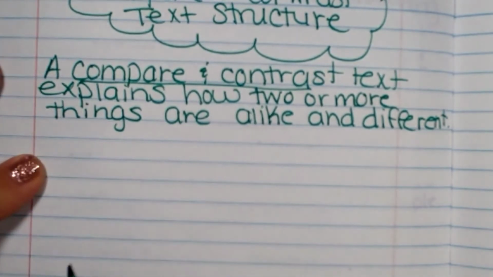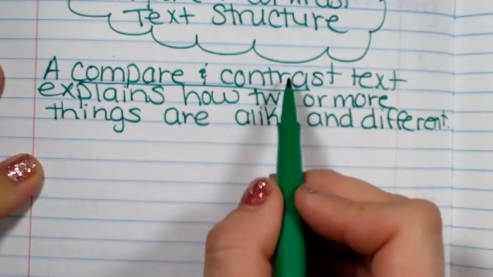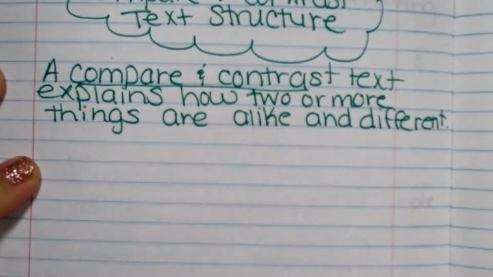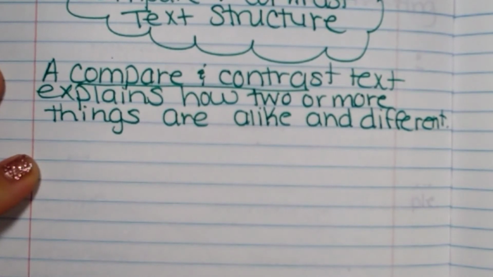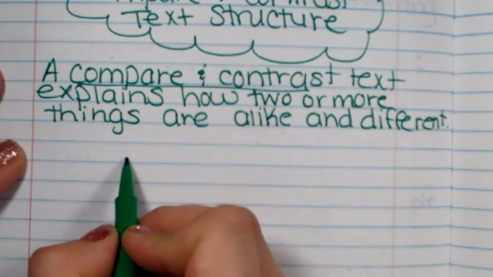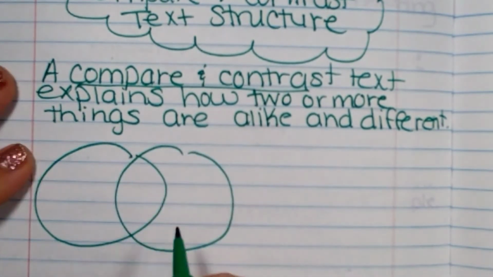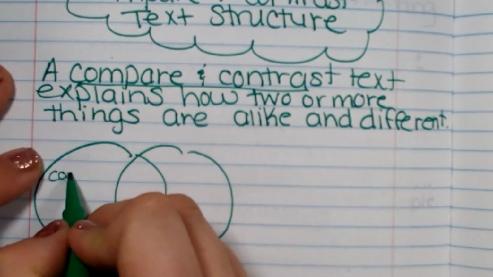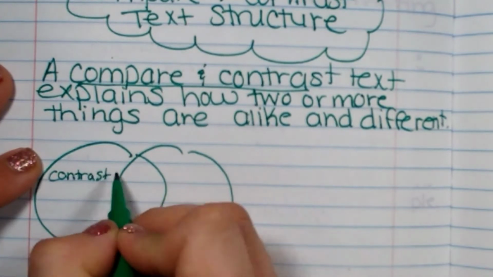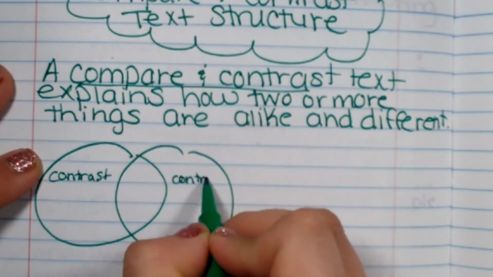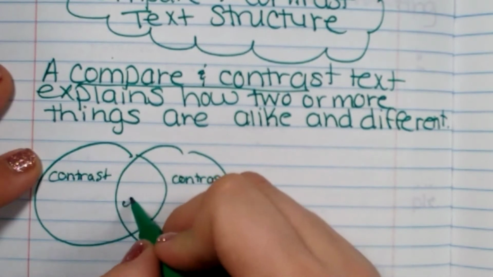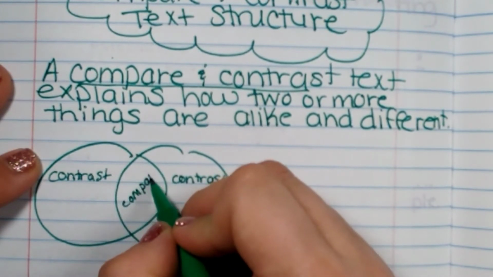And we already talked about how comparing means the same and contrasting means different. So we don't need to take notes on that. We also know that we could use a Venn diagram to see how things are different, contrast, and how things are the same. And we've been doing that throughout the week.